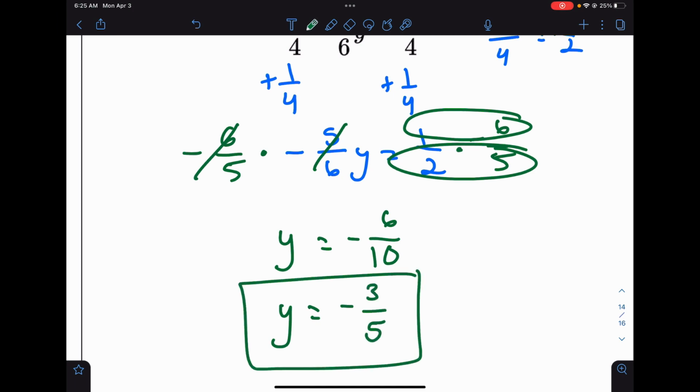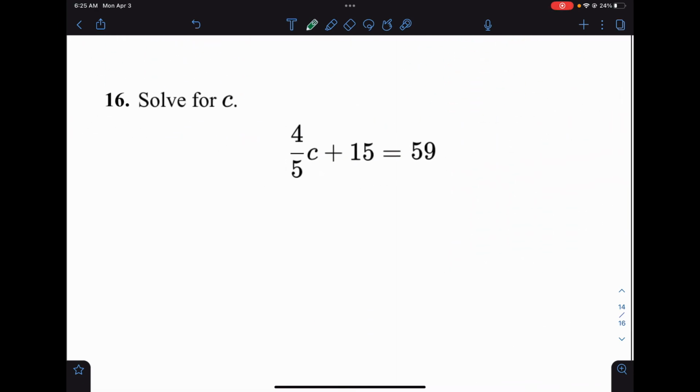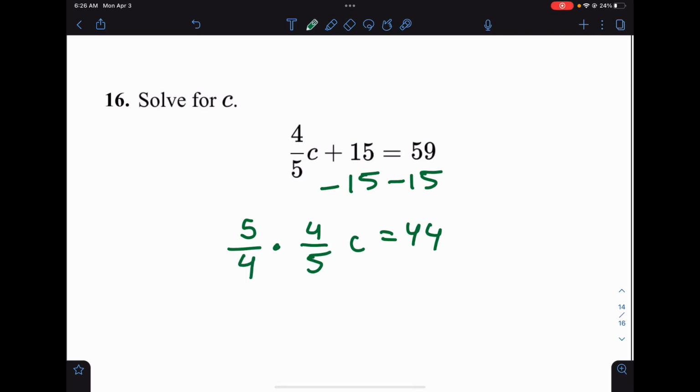All right. Next one here. This one isn't too bad. We're just going to subtract 15 from both sides, and we end up with 4/5 c equals 44. Now, again, we're going to multiply by the reciprocal. I do think it's important that you guys understand how to do this in your head, okay?